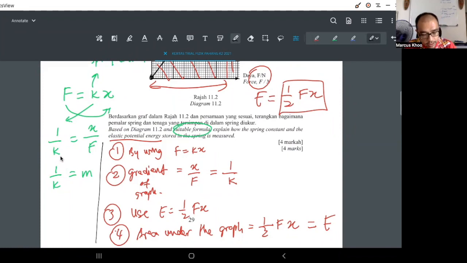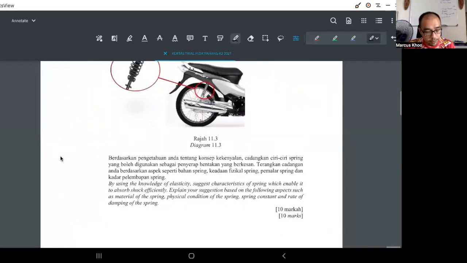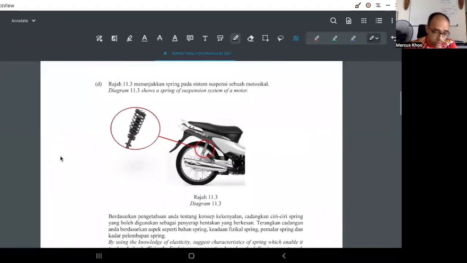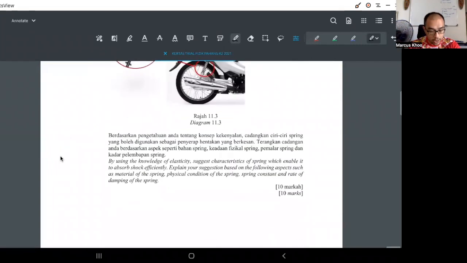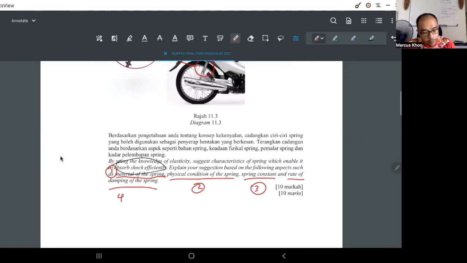Okay. All right, this is the last question. So the diagram in 1.3 shows a spring of a suspension system of a motor. By using your knowledge of elasticity, suggest characteristics of the spring which enable it to absorb shock efficiently. Explain your suggestion based on the following aspects. Let's look at how many aspects there are. There's 1, 2, physical condition, 3 is spring constant, rate of damping of spring, 4. But you know that you need 5 marks for this. So you may have to talk about either the material or the physical condition of the spring.